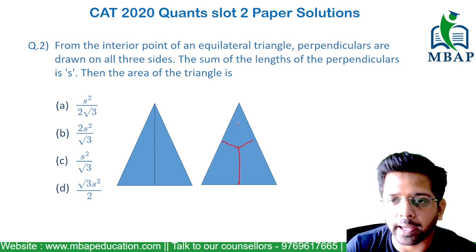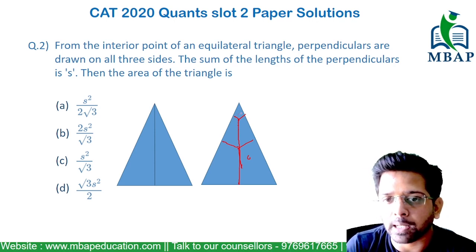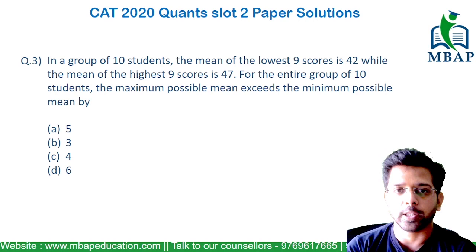The higher I go, if the point was here, this would have been A, this would have been B, and this whole would have been C. Right? But the overall length, possibly the sum of A, B, and C.